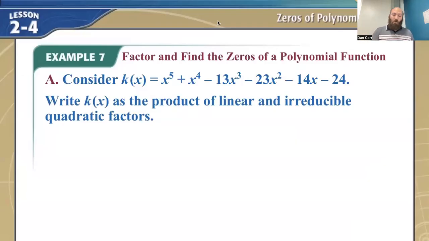Today we're going to be talking about 2 for day 2. We're going to continue our work with the zeros of a polynomial function. We're going to look at them in a couple different ways, but bottom line is we're going to do a couple different things with them than we did the previous time.